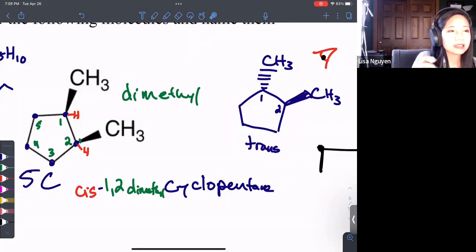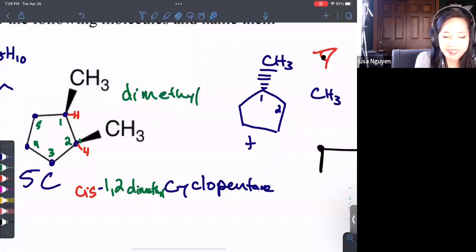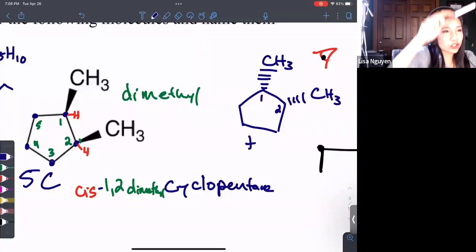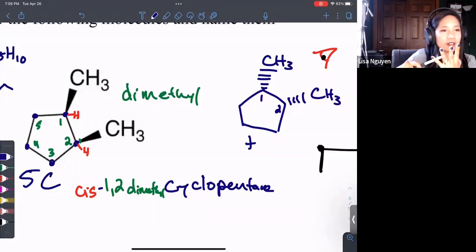Okay. All right. Come on, guys. I want you to answer this. How are these 2 molecules related? Are they structural isomers? Are they conformational isomers? Are they stereoisomers? Are they different molecules? Are they the same molecules?